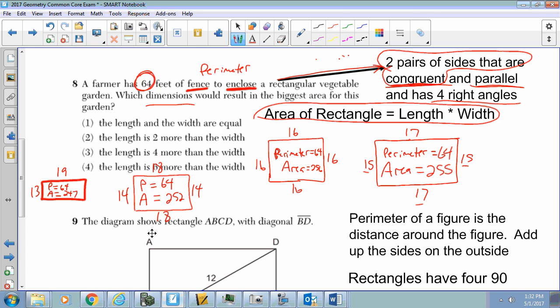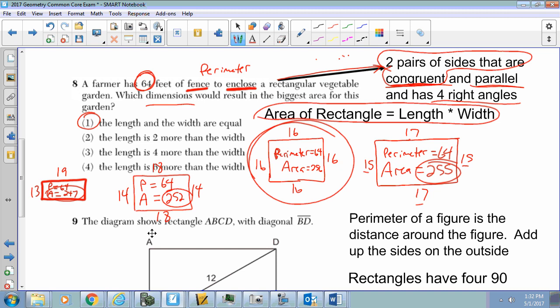So what it looks like is our answer is actually that when they are equal, that's the largest area. You have 256 versus the 255 when they were 2 apart, versus 252 when the length was 4 more, versus 247.